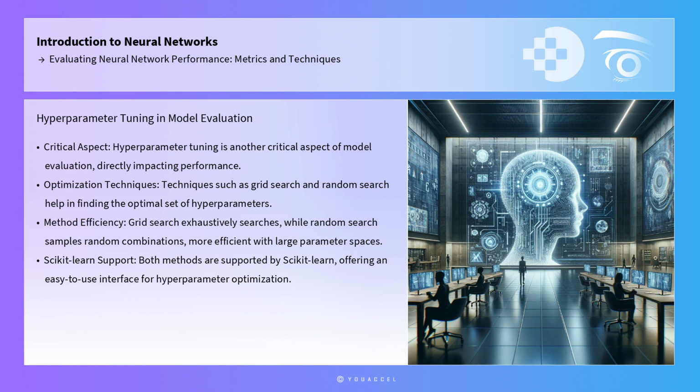Hyperparameter tuning is another critical aspect of model evaluation, directly impacting performance. Techniques such as grid search and random search help in finding the optimal set of hyperparameters that maximize the model's performance on the validation set. Grid search exhaustively searches through a specified parameter grid, while random search samples random combinations, which can be more efficient with large parameter spaces. Both methods are supported by scikit-learn, offering an easy-to-use interface for hyperparameter optimization.